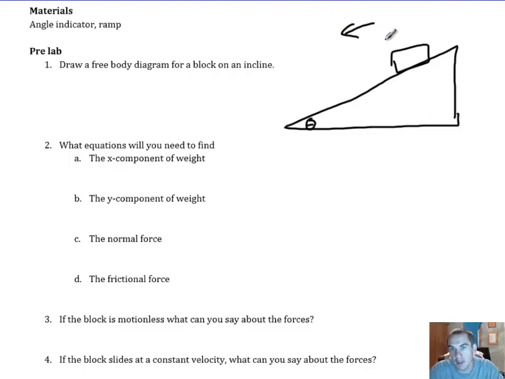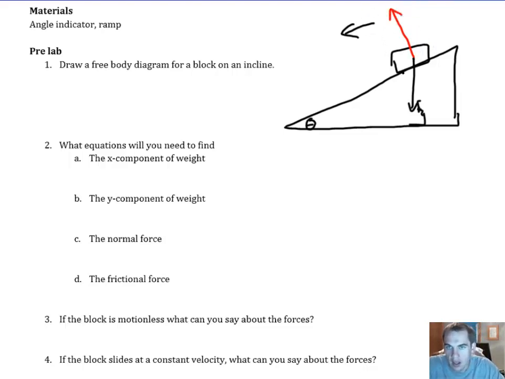Now there's several forces that act on this block. The first and foremost force that acts is the force due to gravity, and I don't like the way I drew that. Gravity is always going to pull straight down. It doesn't pull into the ramp; it pulls straight down. The normal force is always going to be perpendicular to the surface. The surface pushes perpendicular on the object.